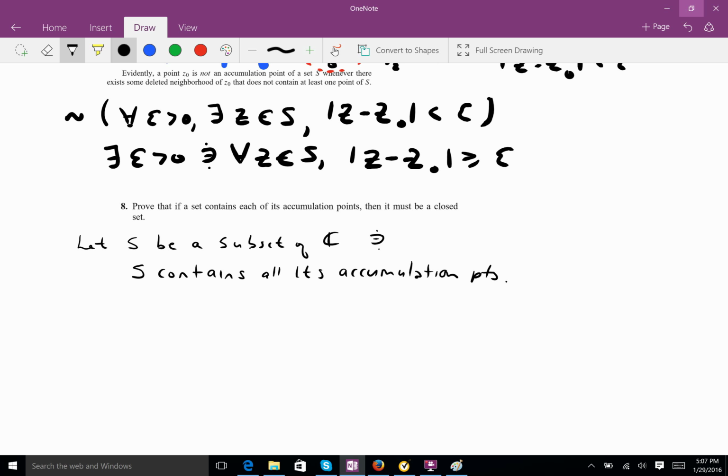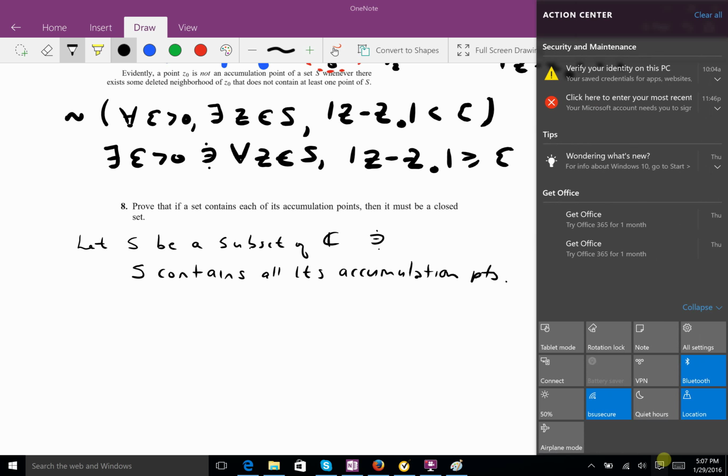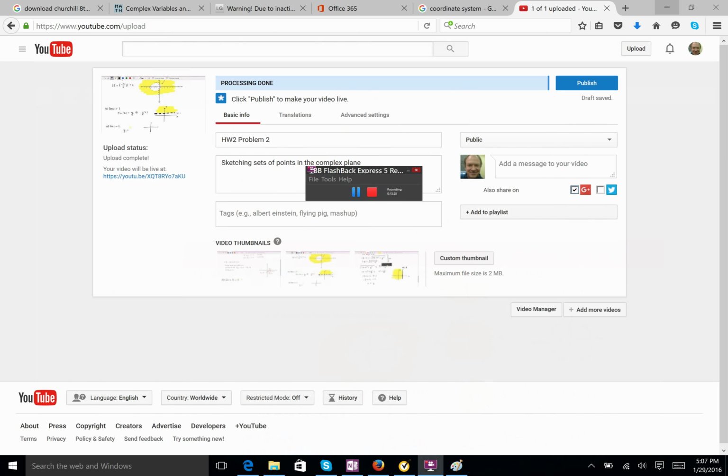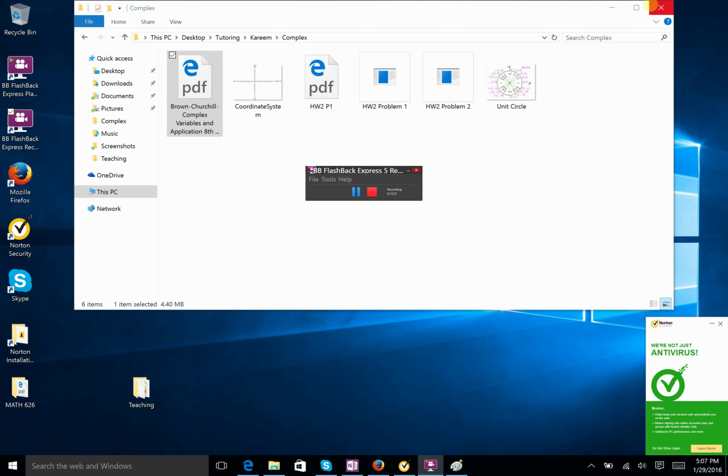And we didn't define closed set. So let's go back real quick and see how you define closed set. A closed set is a set, there's different ways of saying it. It's a set whose complement is open. That's one way. But let's see how the book defines closed set real quickly here.